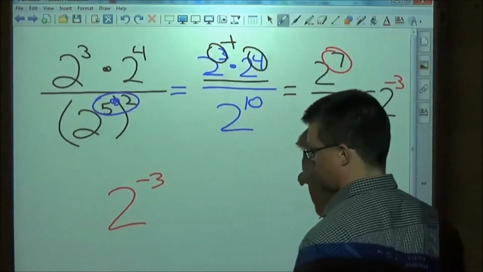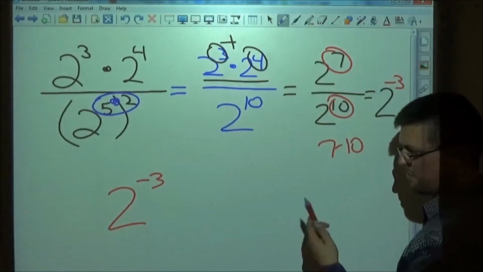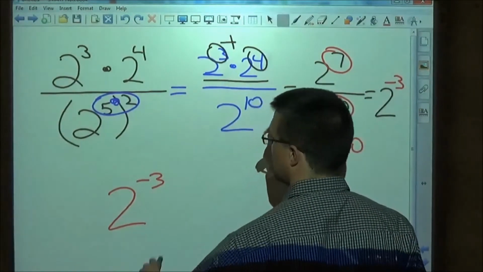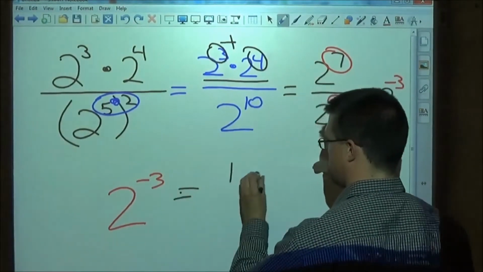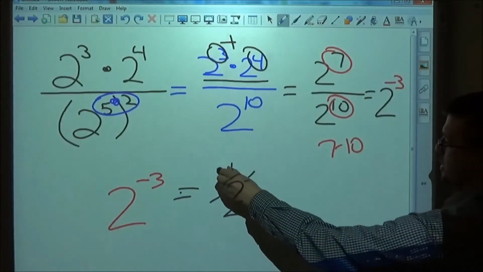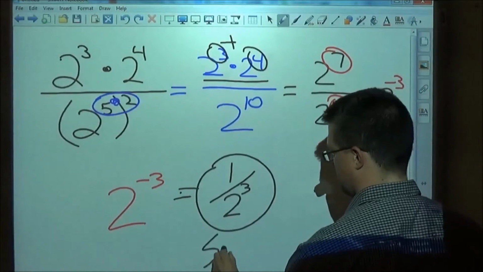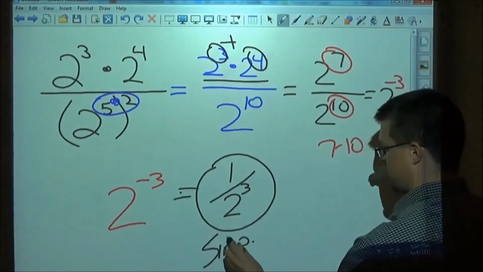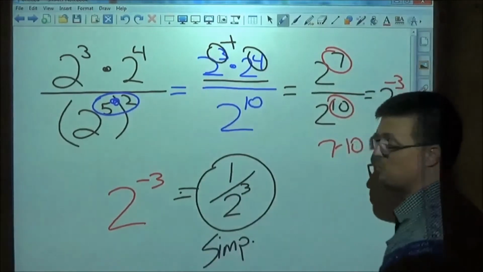Now here's the thing. Here's our negative exponent. What do we do to simplify a negative exponent? We turn it into a fraction. We flip it over and knock off the negative sign. This is simplified. This is really what that will lead you to.